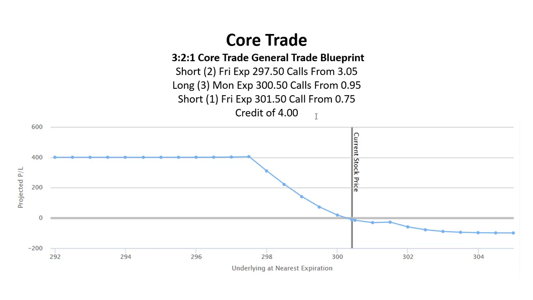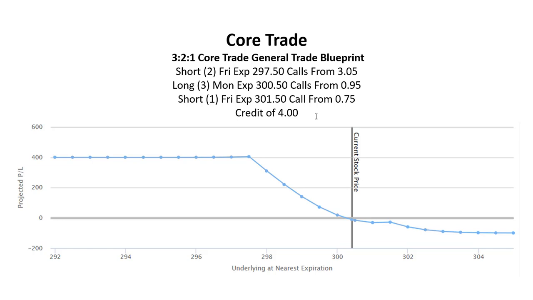The whole thing is a credit of $4. And that's, I would consider a lower credit, but that's a solid target goal for trying to get on a 3-2-1 trade. You're not always going to be able to do it. It's not always going to be available. But that's the solid makeup of this.